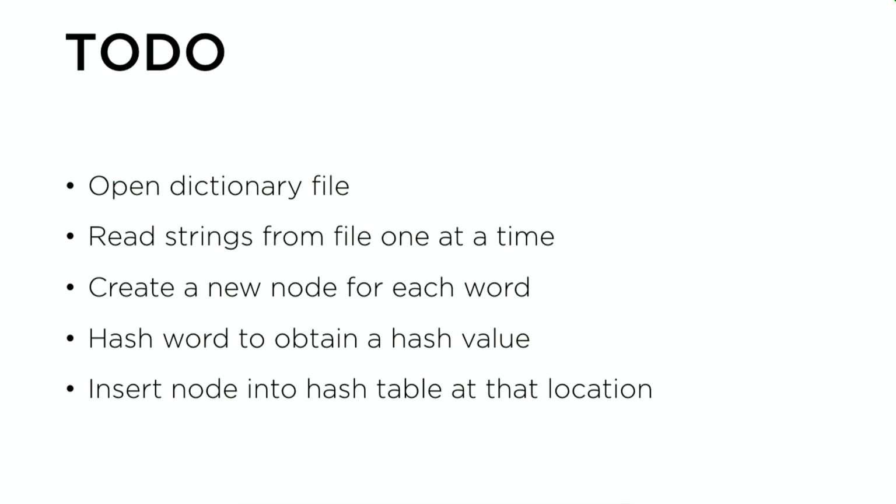So what exactly do you need to do now inside of this load function? Well, the first thing that you're going to have to do is open up this dictionary file. Next, you're going to read strings from that file one at a time, one word in the dictionary at a time. For each of those words, you're going to create a new node, some node that is going to have a value and a next pointer. And you're going to hash that word using a hash function to obtain a hash value, an index into your hash table to determine which of those linked lists you should use when you're inserting this node into a linked list. And then finally, you're going to take each of those words and insert that node into the hash table at the location given by your hash function. So let's take a look now at each of these steps one at a time.